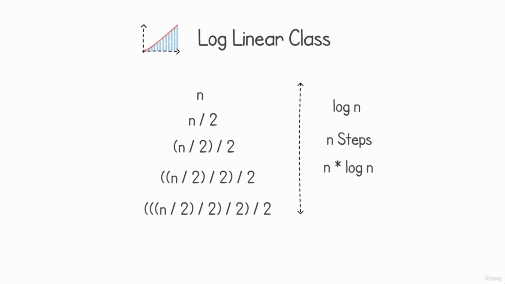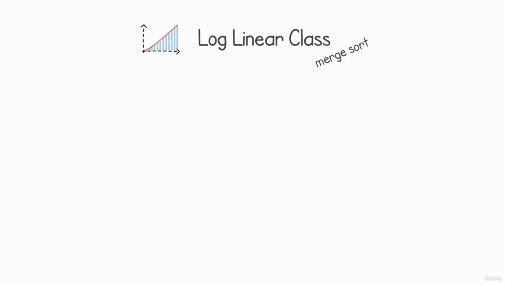This gives us the result of n times log n, which is the functional complexity class that we are talking about in this section. Let's look at an example that belongs to this complexity class, and one of the most famous examples is the merge sort.